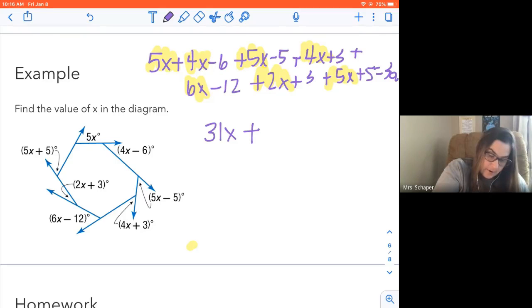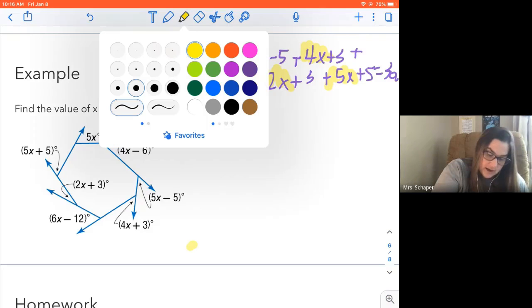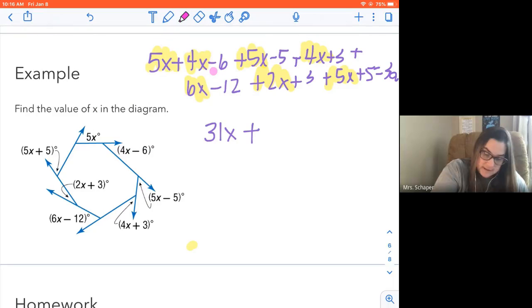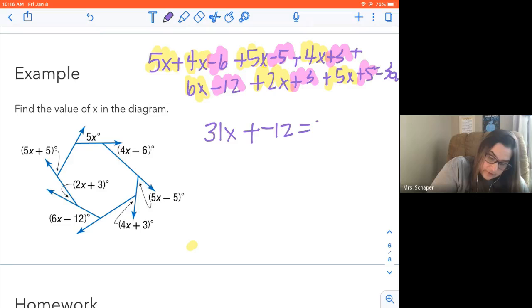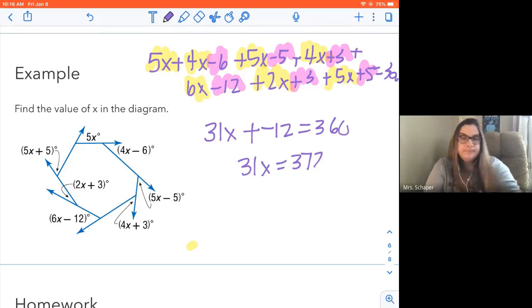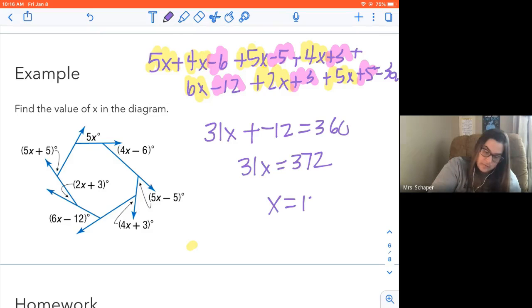And then I'm going to add up all of my constants, combine those together. So -6, -11, -8, -20, -17, -12. And that's going to equal 360. So I have 31x equals 372. So 372 divided by 31 is 12. X equals 12.